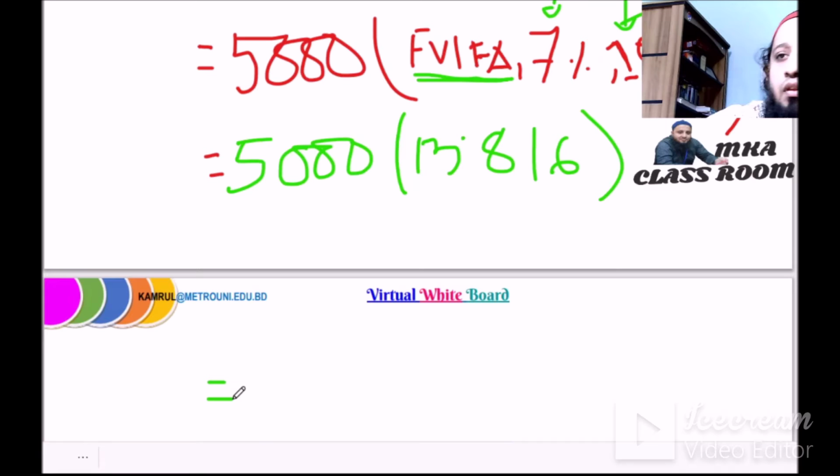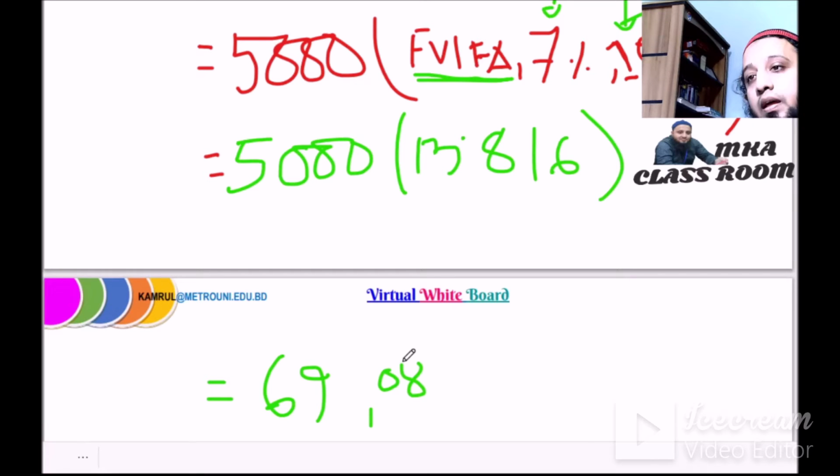If we put this value, 13.816, into our calculator, multiplying by 5,000, we get 69,080 taka.